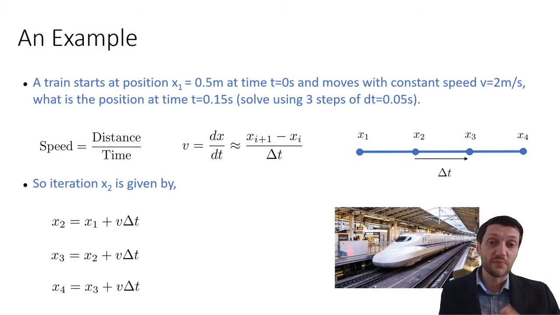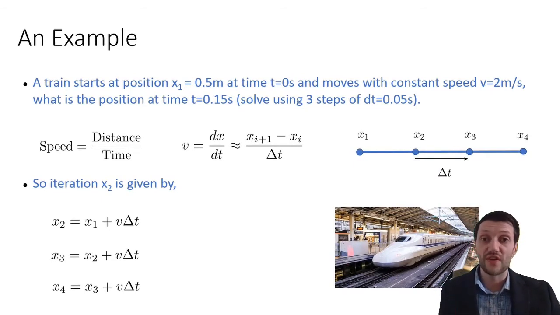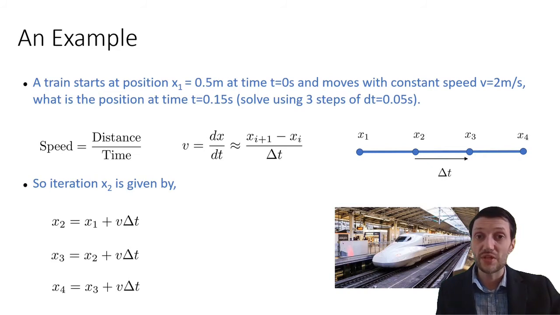Okay, so let's take a tangible example so this makes sense. We're taking an example of a train that starts at a position of 0.5 meters at time 0, and it's going to move with a constant speed of 2 meters per second. So you imagine a situation where it's just going to move linearly away from its starting position. We want to solve this using 3 steps, where each of the steps is 0.05.